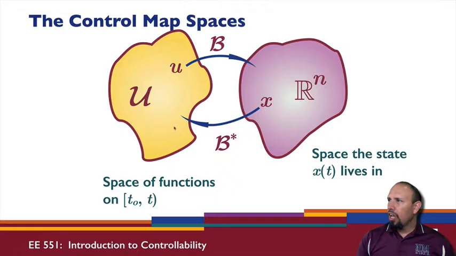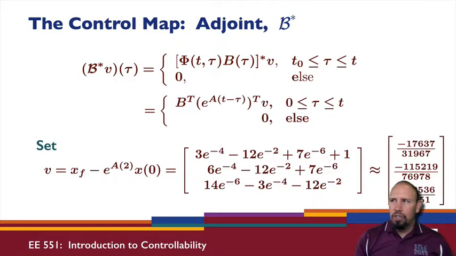But if you recall, the control map maps signals in this space into all of R^n, and the adjoint maps backwards, and also the pseudo-inverse maps backwards. And so we saw that we had the adjoint, and the adjoint can be written this way. So for some vector v, we have this. And now we set v equal to all the stuff that we need in order to go from state x at 0 to state x at f.